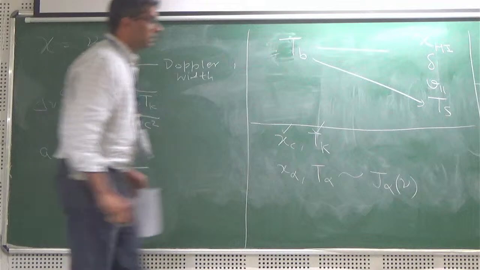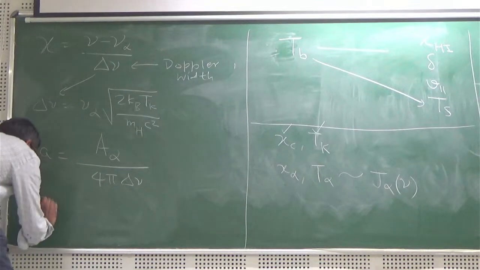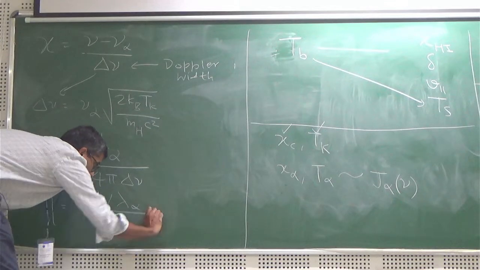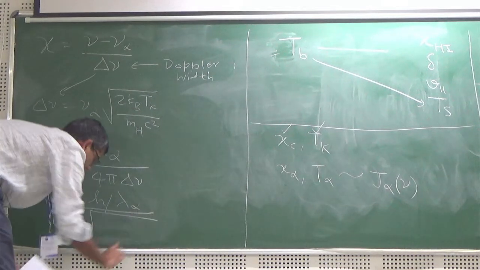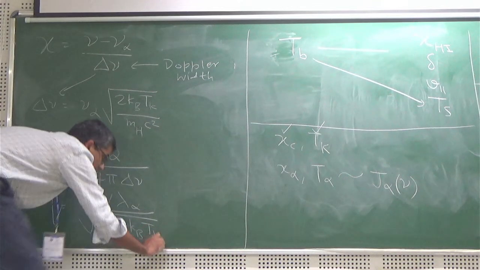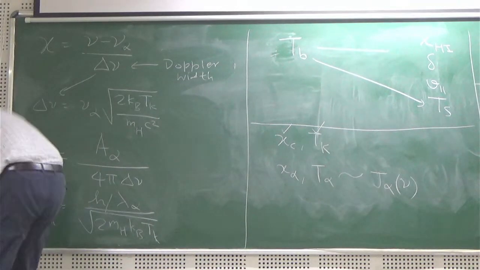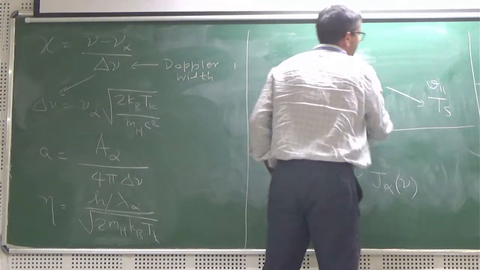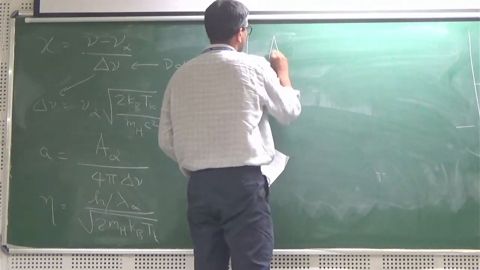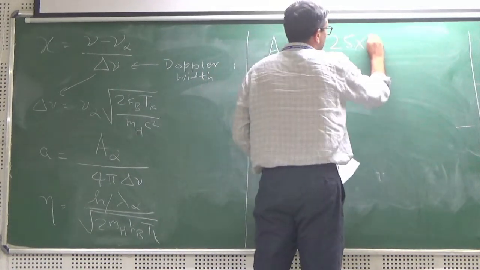And finally, there is an eta here as well. This eta is given by h nu over lambda alpha. This is called the recoil parameter. The alpha here is the Einstein coefficient, 6.25 times 10 to the 8.